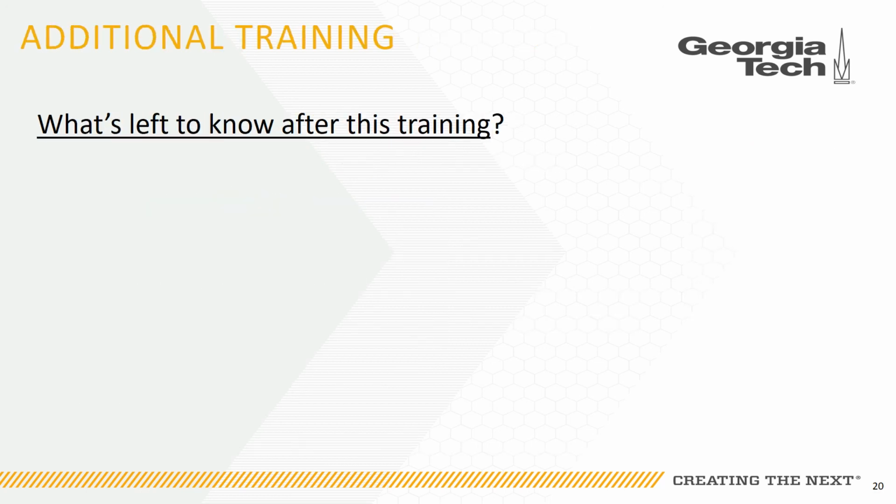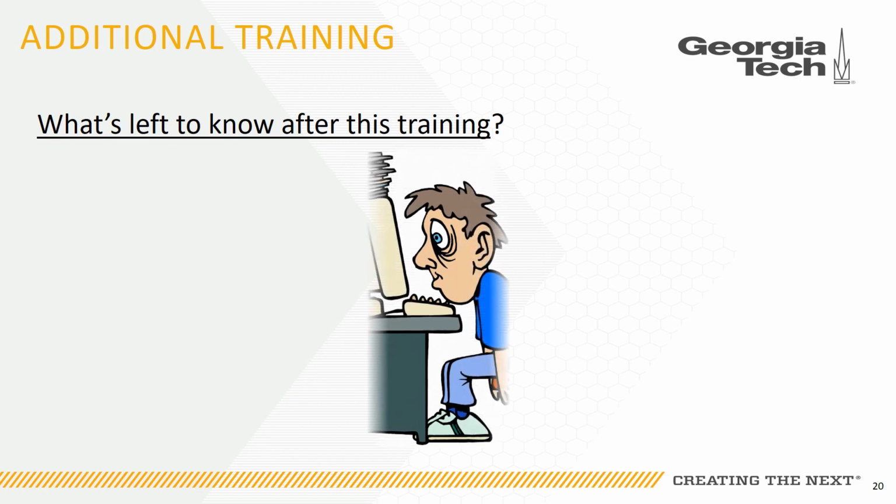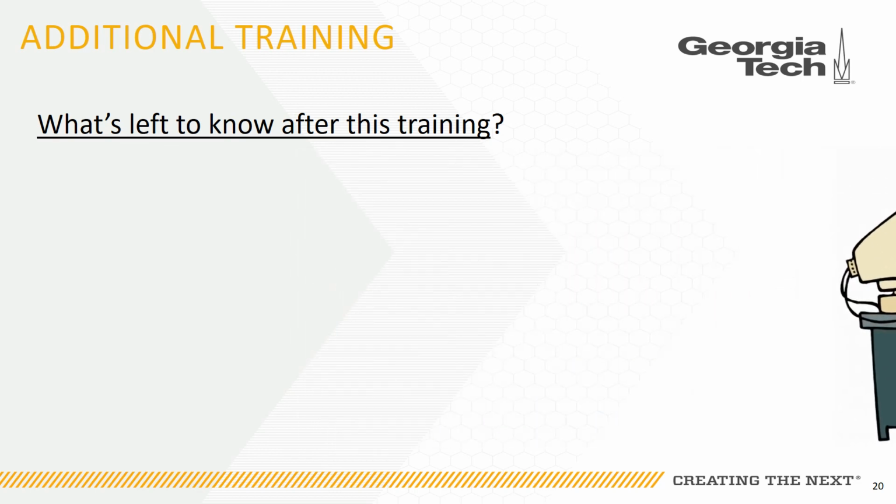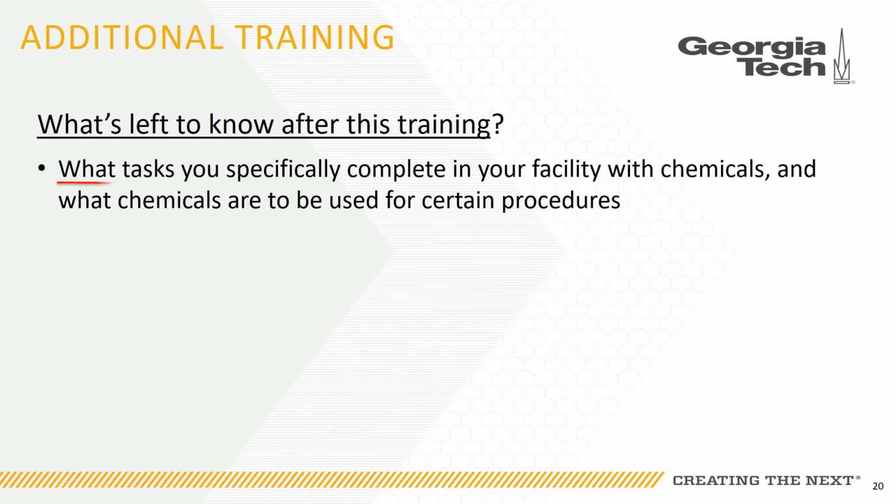This concludes the general introduction into OSHA's Hazard Communication Standard. Although we covered a lot of material, there is still more to know. For example, your employer must also provide training on which specific sanitation tasks you will complete and which specific chemicals you will use and how to use them.